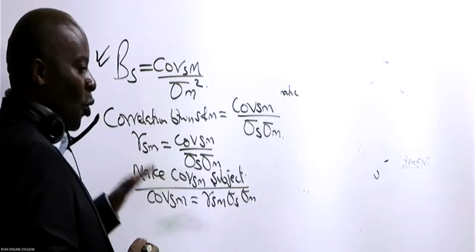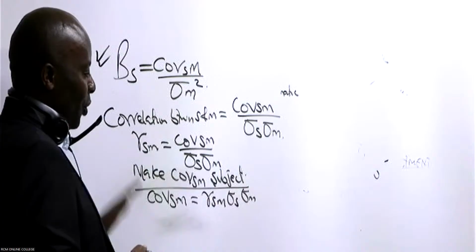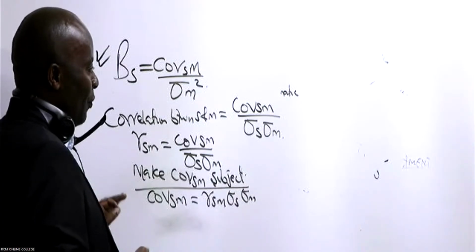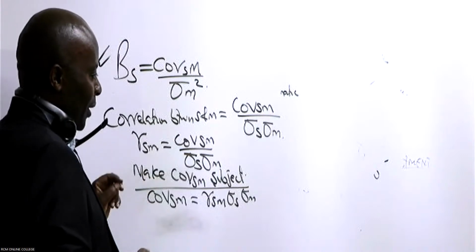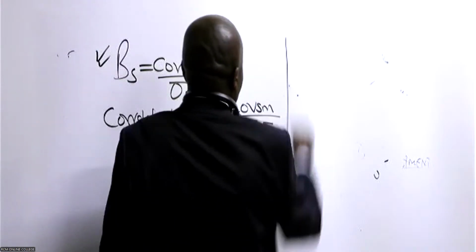R stands for correlation coefficient. Write your normal R. Then I would want you to do me a favor. Come and give me beta in terms of correlation.